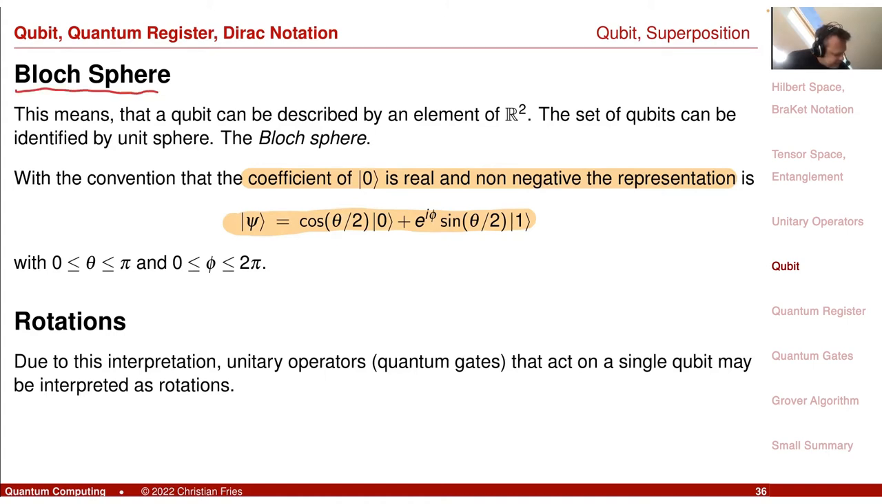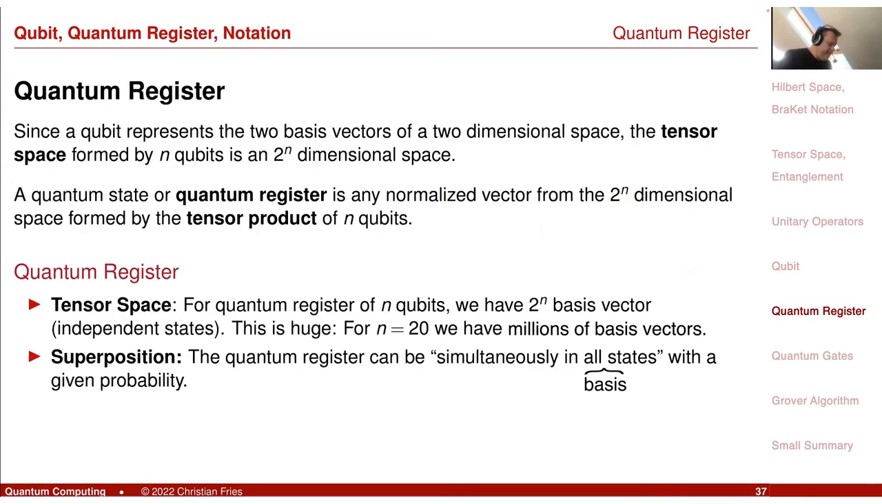I do not have pictures of this. I do not need it. But in a later session, by Daniel, this will come up again. So you can have a nice representation of the qubit, where you have individual states here, and then you have something in between here, and it can also rotate with a certain phase. And due to this interpretation, some operators are called rotations. So that was the qubit.